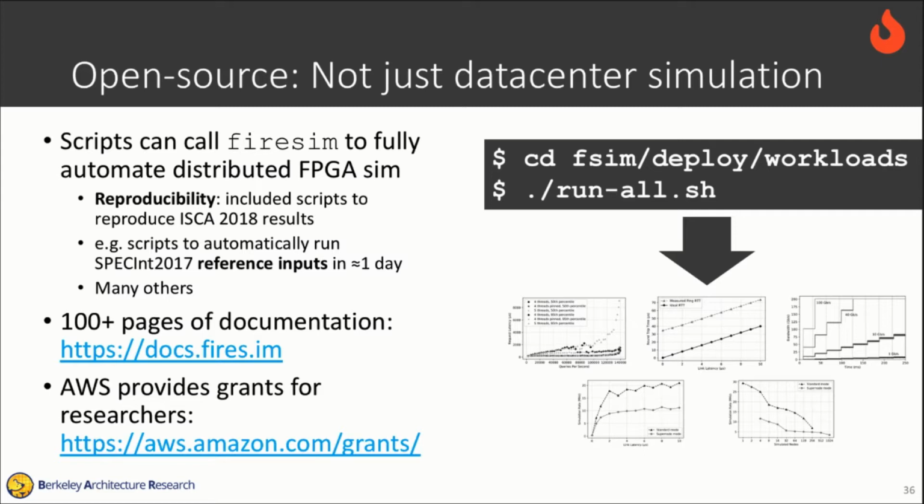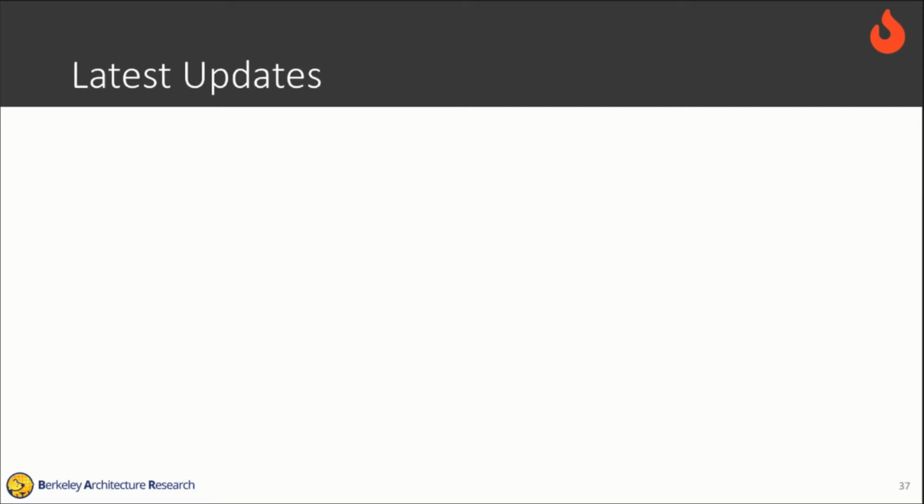And if you're an academic in particular, AWS provides large grants for using this stuff. FireSim is completely open source and free, but you have to pay for the instances, the FPGA somehow. To give you a quick idea of the landscape, we have a growing ecosystem, about 50 users signed up for our mailing list so far.